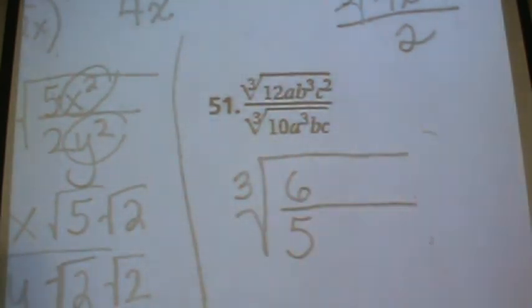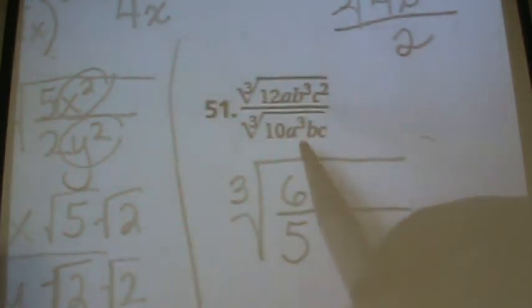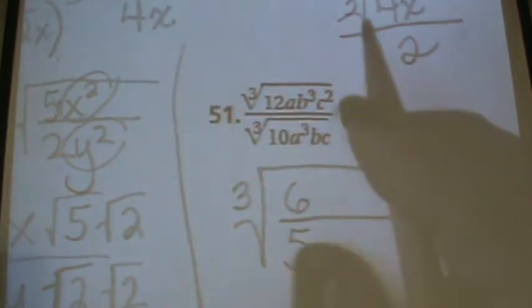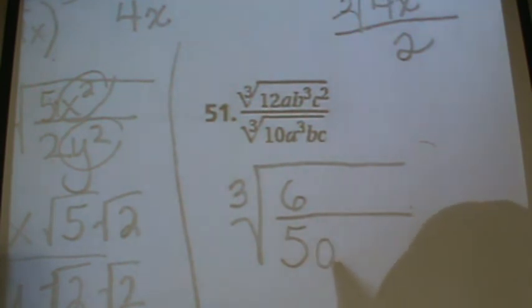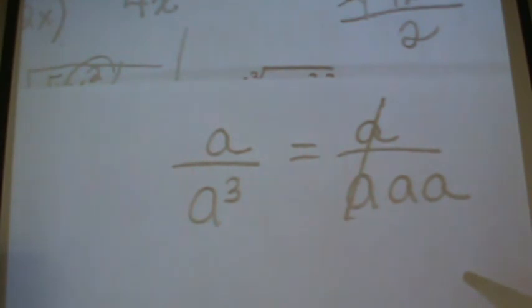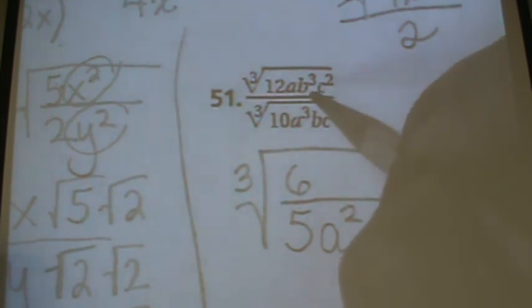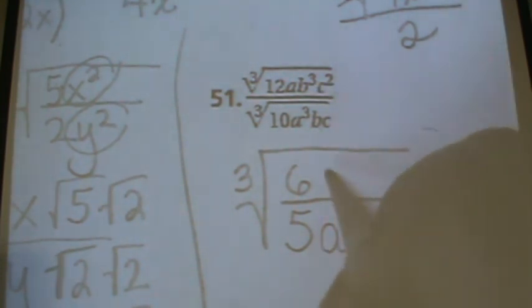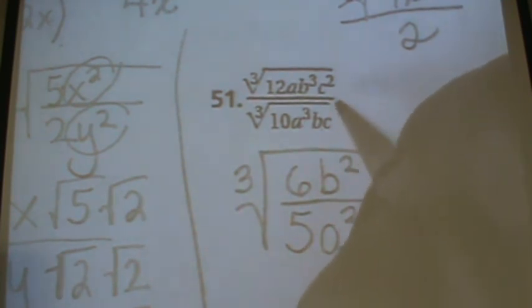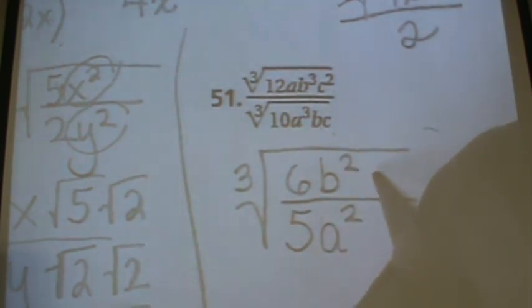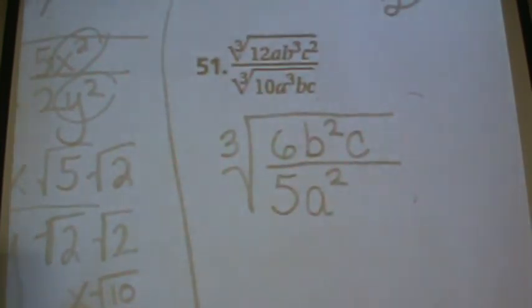So it's 6 fifths, simplified from 12 tenths. Okay, now let's look at the A's. I've got an A on top and 3 on the bottom, 4 A's. So what's left? A to the 4th. I have 1 A on top. I have A and A cubed. So this is really A squared on the bottom. How about the B's? I've got 3 B's on top and 1 B on the bottom. B squared on top. And C's, I have 2 C's on top and 1 C on the bottom. C on top.